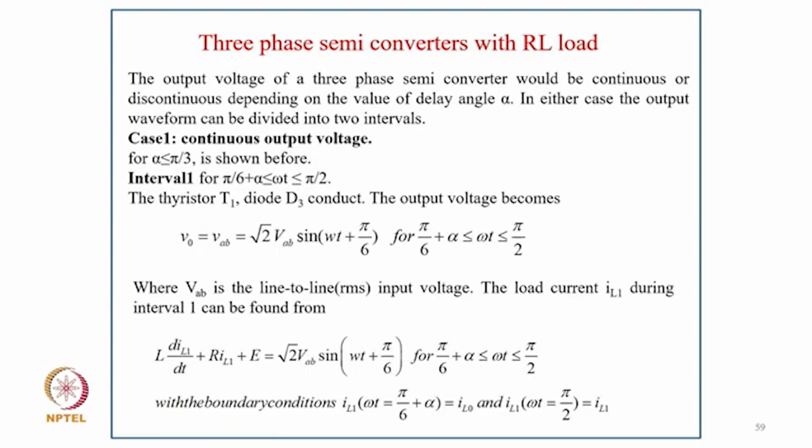So this is coming to the analysis of the 3-phase semi-converter with RL load. The output voltage of the 3-phase semi-converter will be continuous or discontinuous depending upon the value of the delay angle alpha. In either case, the output waveform can be divided into two intervals.